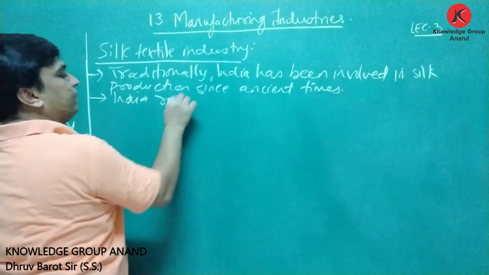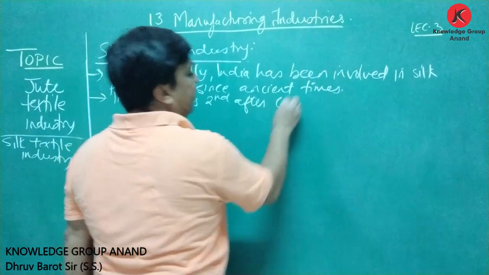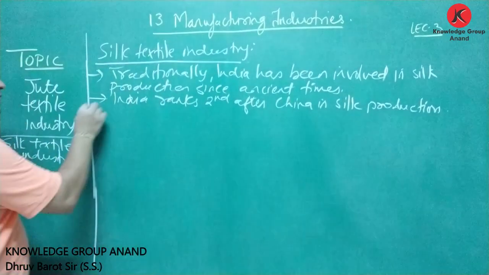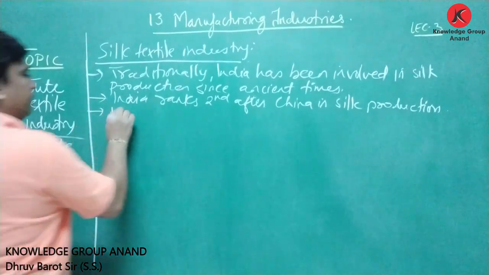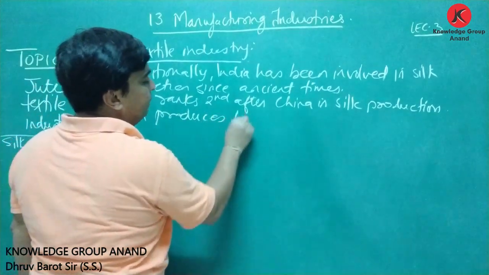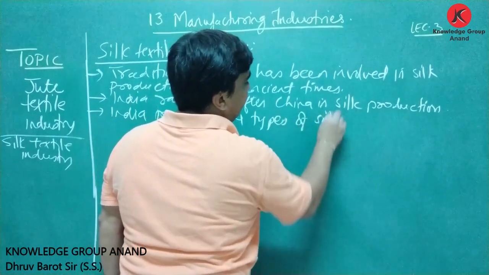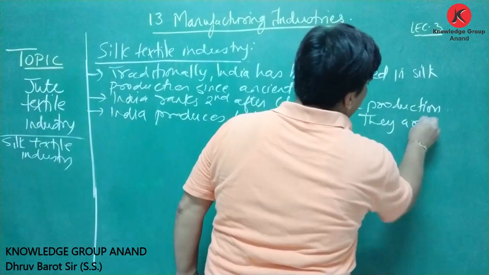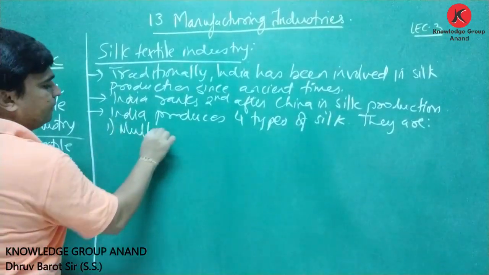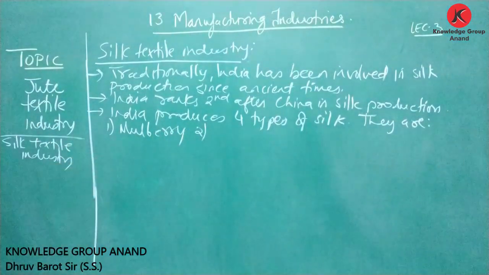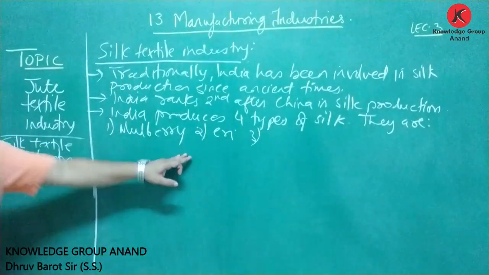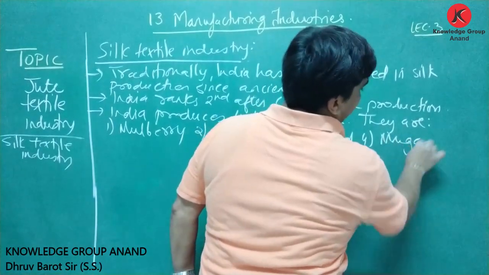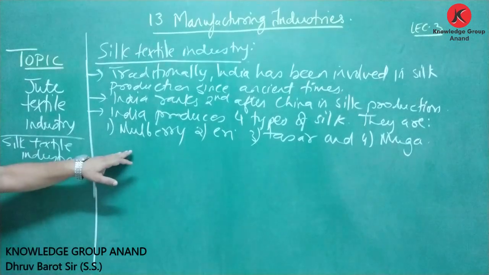India ranks second after China in silk production. India produces four types of silk. They are number 1, Mulberry, Eri is the second, third is Tassar, and fourth is Muga. Mulberry, Eri, Tassar and Muga are the four types of silk that are produced in our country.